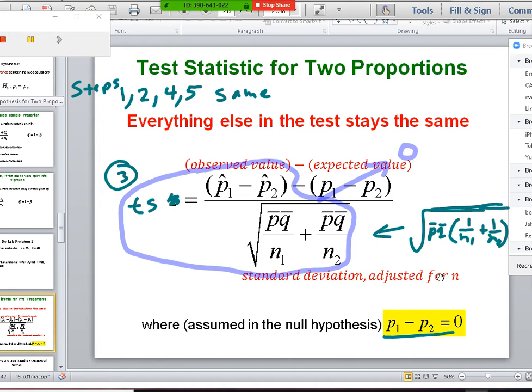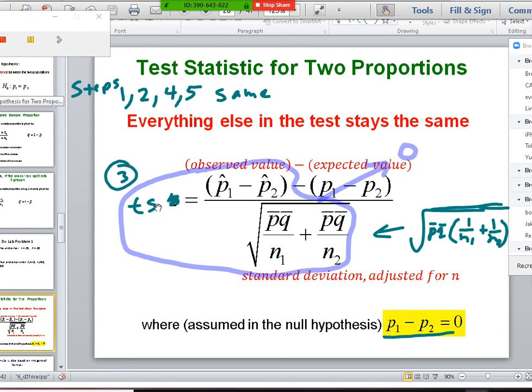All right, so the test stat, everything else stays the same. Steps 2, 4, and 5 stay exactly the same. Step 1, we had that slight, minor change, but those all stay the same. The only thing that changes is step 3. So your test stat is going to be, and I think your notes say Z, but you can change it to test stat.